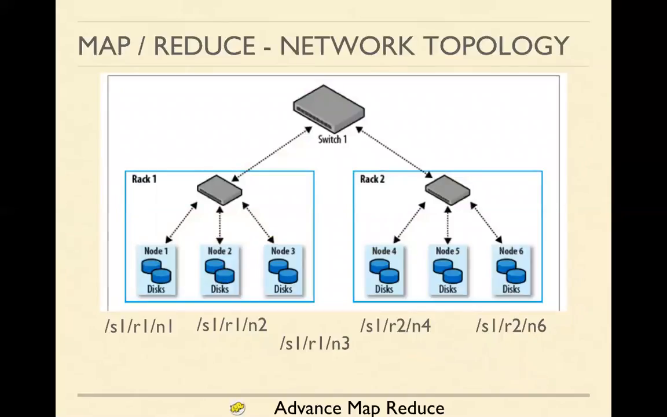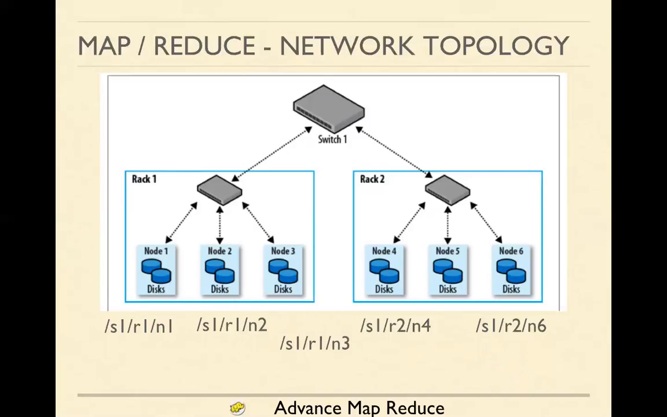And how does Hadoop know where the rack is, and how does it know which nodes are closer? We configure it. We define the structure in the form of a tree. Every node name is in the form of a folder structure, slash s1 slash r1 slash n1, that kind of structure.